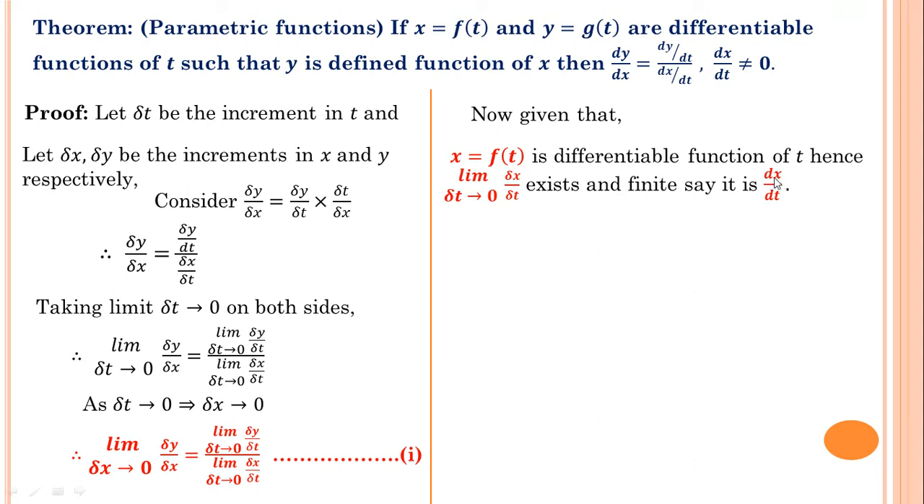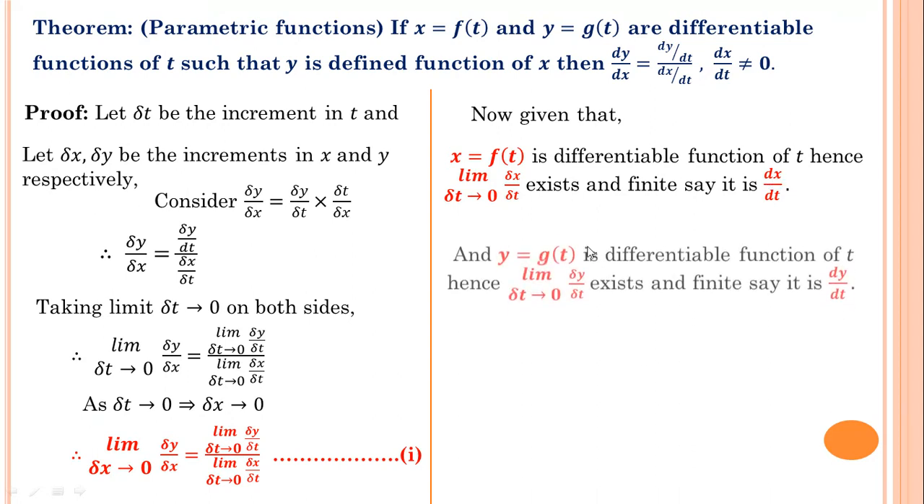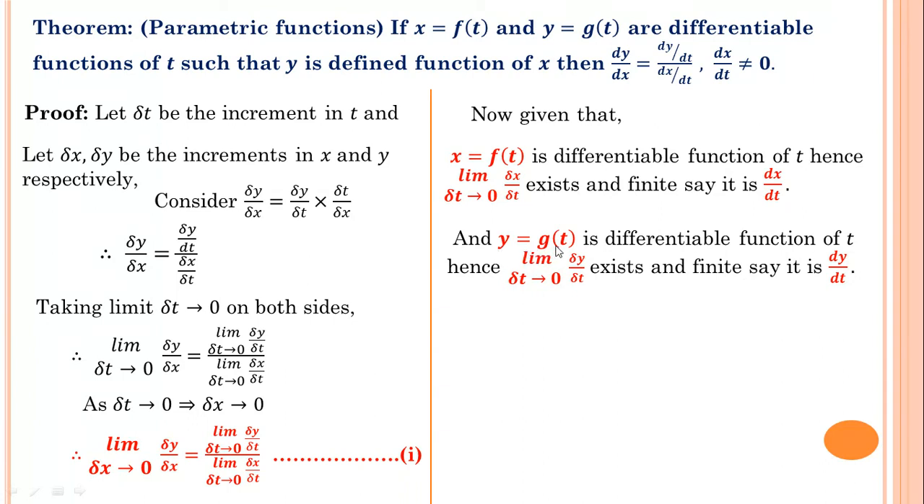So derivative of x with respect to t exists. Similarly, y is equal to g of t is also differentiable function of t. That means derivative of y with respect to t exists. Means by Leibniz notation, limit delta t tends to 0 delta y upon delta t exists and it is finite.